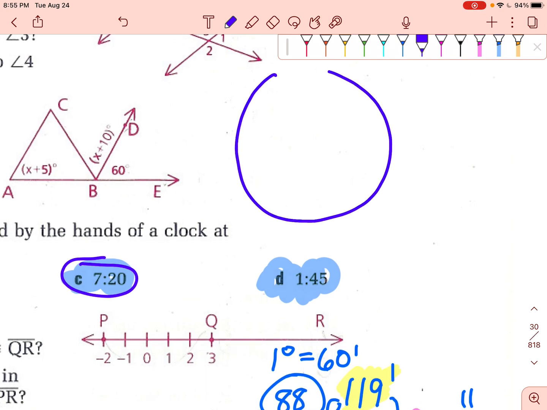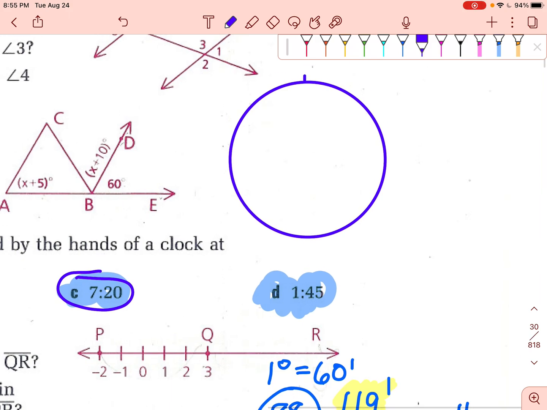So the hands are at 7:20. So we're going to draw a nice circle. We have 12, 3, 6, 9, 1, 2. So I don't know about you guys, but this is easiest for me to draw my clock times.